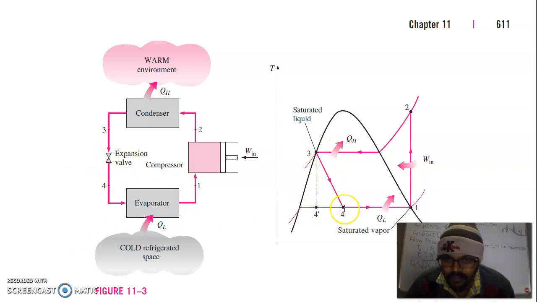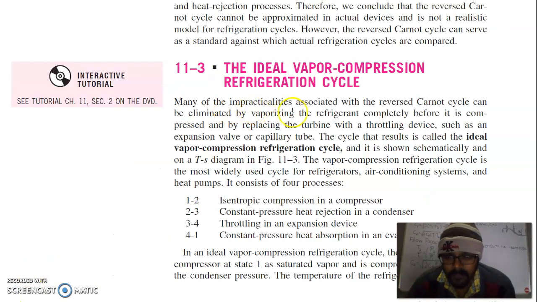So this 3 to 4 is your expansion. Many implications associated with the reverse Carnot cycle can be eliminated by vaporizing the refrigerant completely before it is compressed, and by replacing the turbine with a throttling device such as an expansion valve or capillary tube. The cycle that results is called the ideal vapor compression refrigeration cycle, and it is shown schematically.